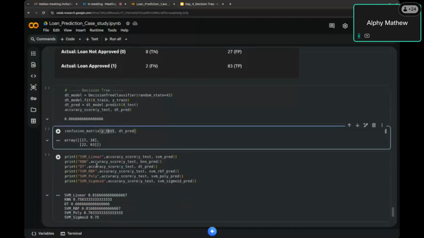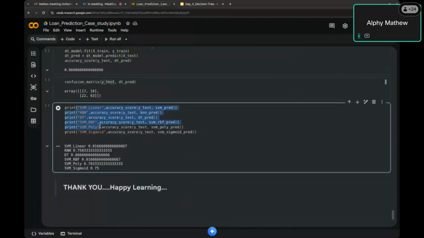Now I have printed all the accuracies here one by one. First, print statements: the accuracy of the SVM linear model, the accuracy of the KNN model, DT for decision tree, accuracy of the decision tree model. Then SVM RBF, SVM polynomial, SVM sigmoid. Just printed the accuracy once again. And in our case study, we found that SVM linear and, I think, RBF have around 0.81 accuracy with our preprocessing steps with our data sets.